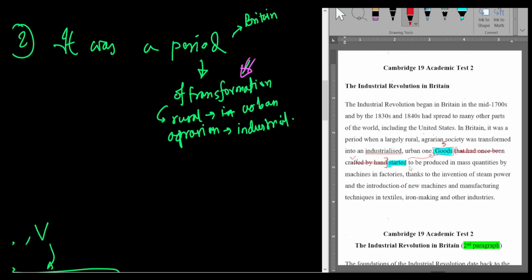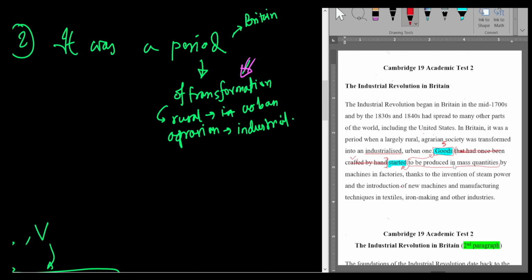Here, "to" plus verb actually means the purpose of the work, the purpose of the verb. Okay, goods started, but why started, but what started? We need additional details, which can be explained by "to be produced in mass quantities." Okay, then: goods started to be produced in mass quantities.